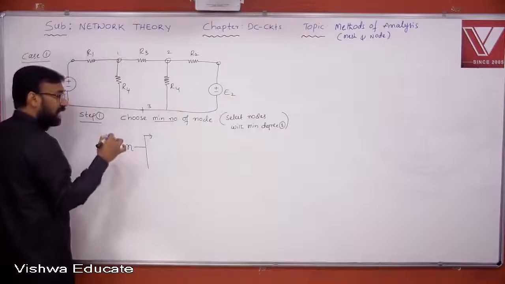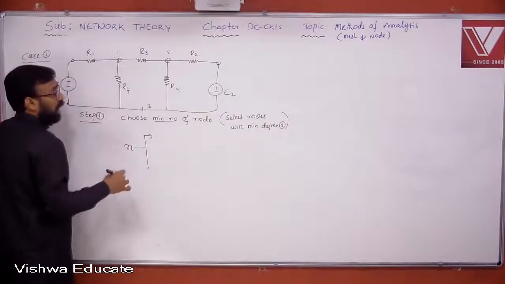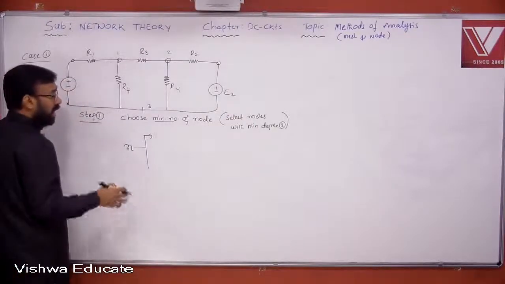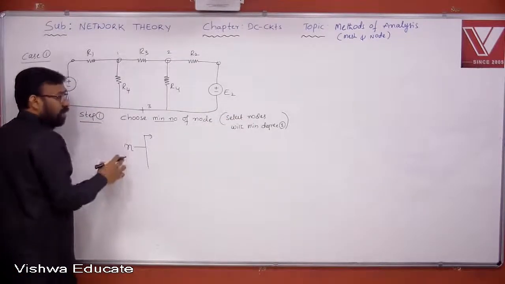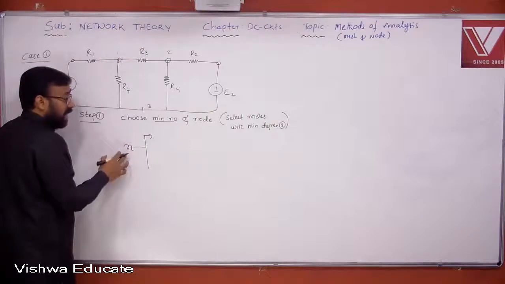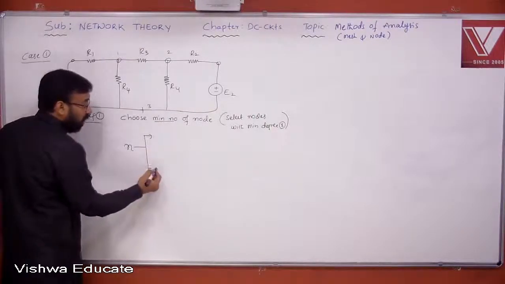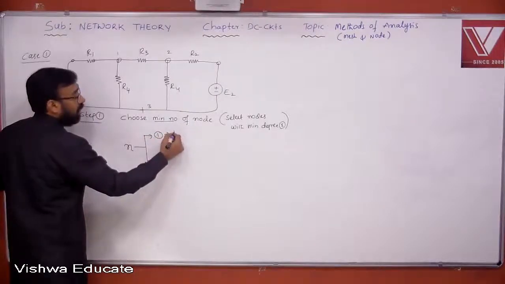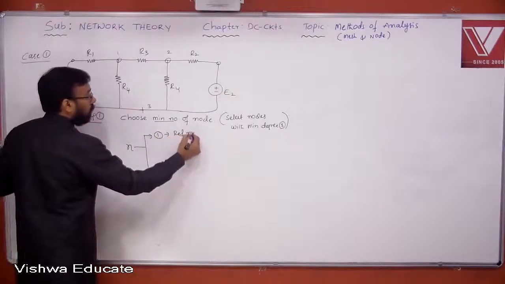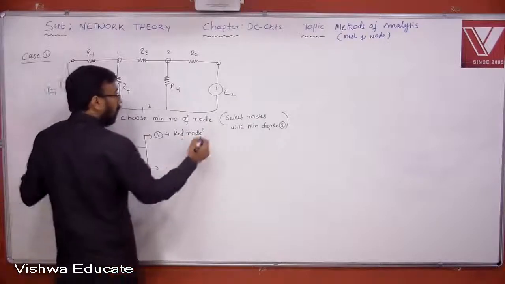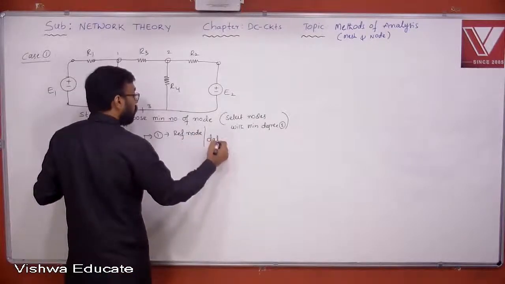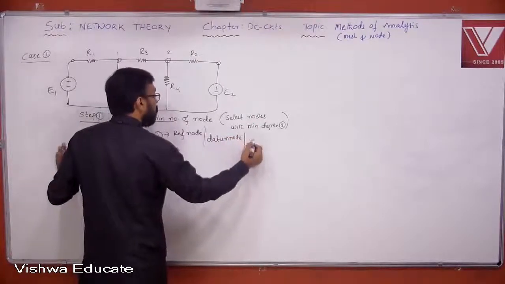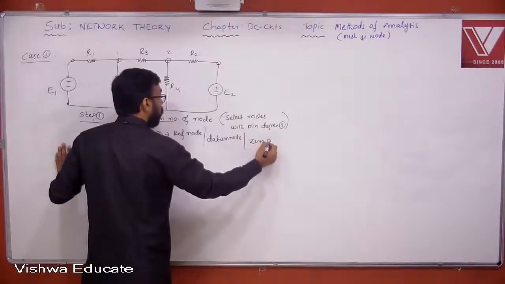Minimum number of nodes. N itself is the minimum number. After selecting the nodes with minimum degree 3, let us say n is the number of nodes. That is, n stands for the minimum number of nodes. Then out of this n number of nodes, one node is selected as a reference node or datum node, or some people call it zero potential node.